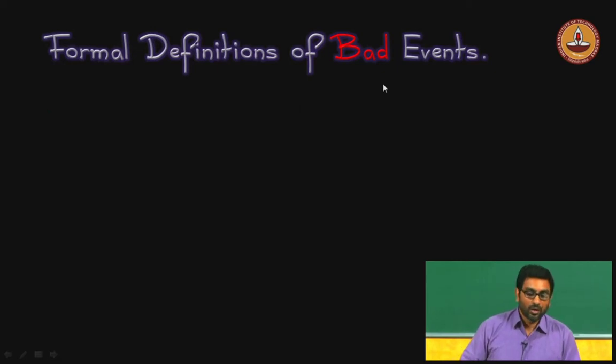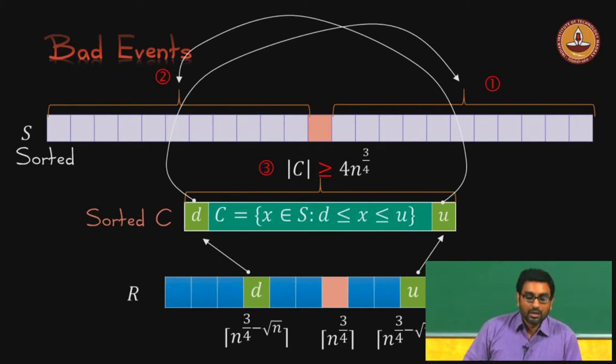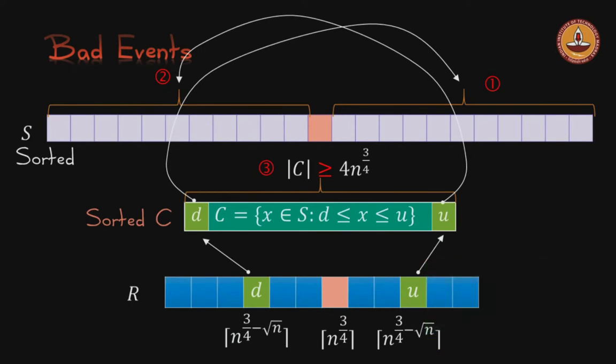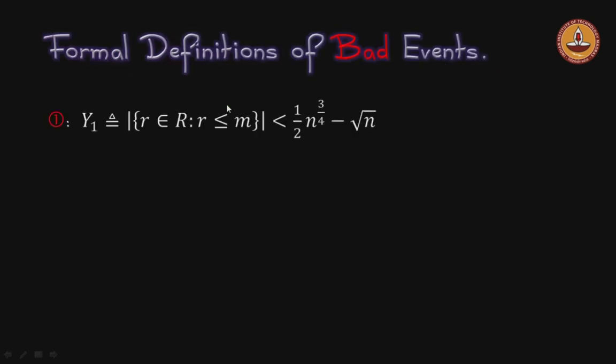So, y1, let us go back to this picture. Y1 is all those elements that are less than the median. So, y1 is you are counting the elements in this R. Please pay attention to this part. You are counting the elements in R, but those elements that are falling to the left of the median.